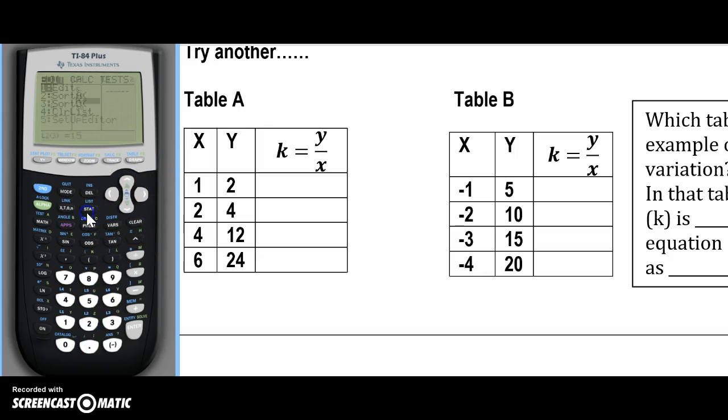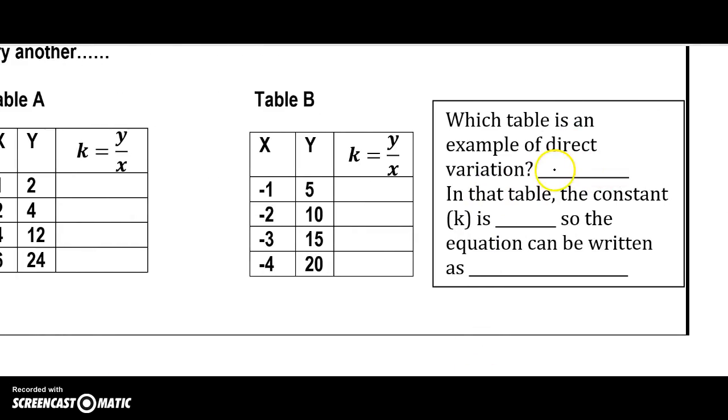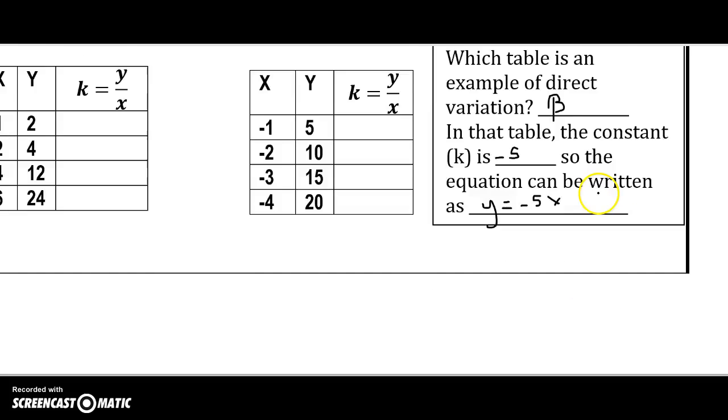Go back to stat, go back to calc. Go to 4, hit enter, all the way till you get to calculate. Bam. Look, my A, which is my K or my M in my equation, is negative 5. Notice B is 0. This will be direct variation. So table B, my K was negative 5, and my equation is y equals negative 5x. Good job.